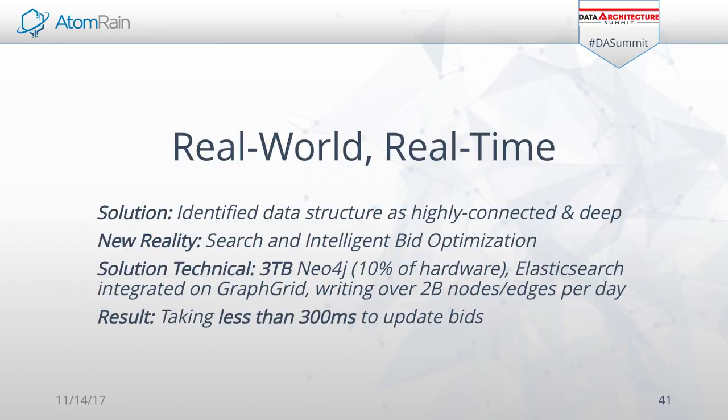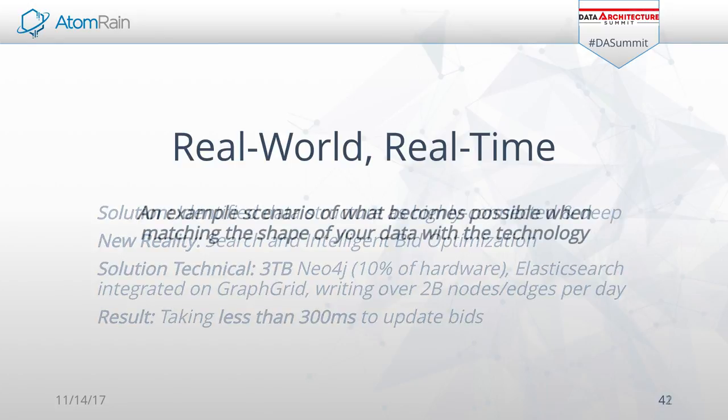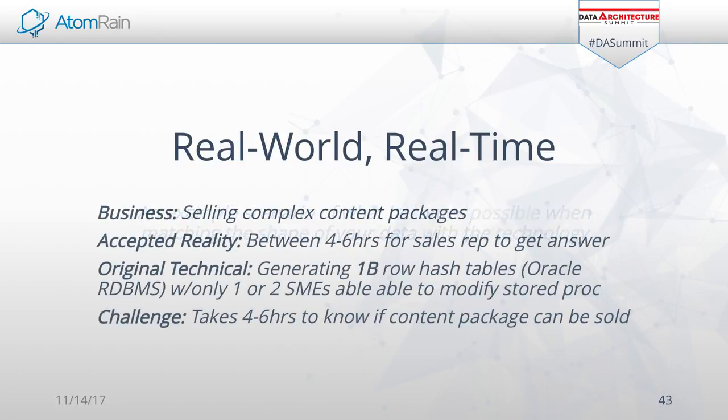Now, you can also start to do interesting things around intelligent bid optimization, incorporate other strategies, even integrate it with Elasticsearch, so that updates in Neo4j auto-index into Elasticsearch. And that starts to change the way that a business works when you can go from OLAP to OLTP, because now you've created a new reality for the organization that they couldn't have before. Here's another one that maybe is a little more tangible.